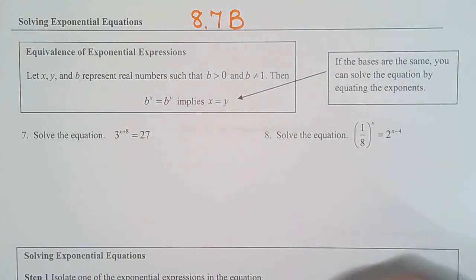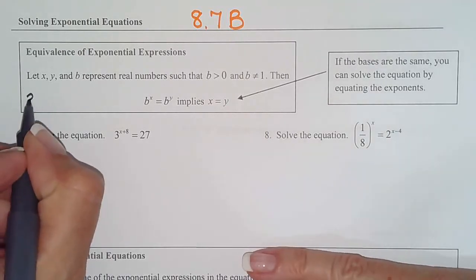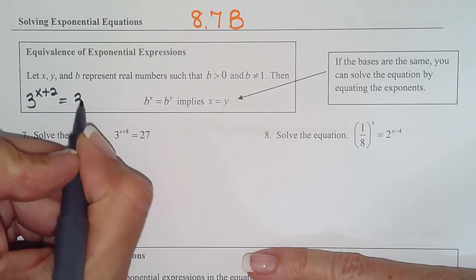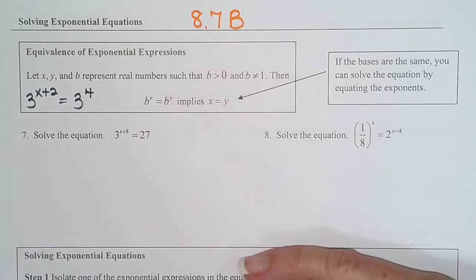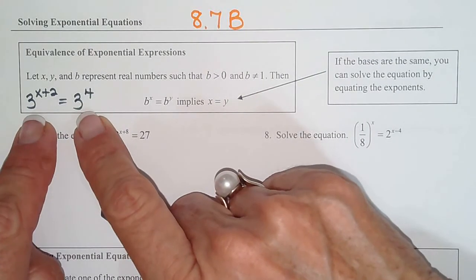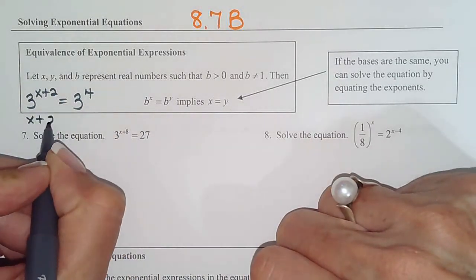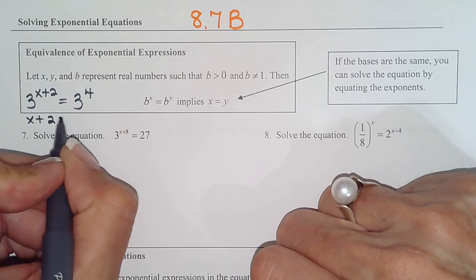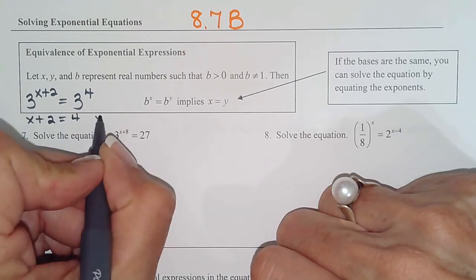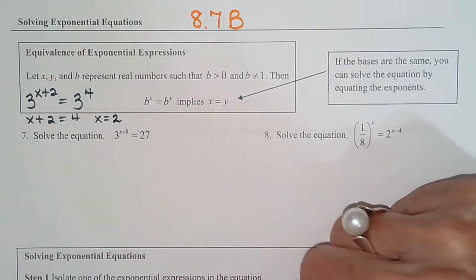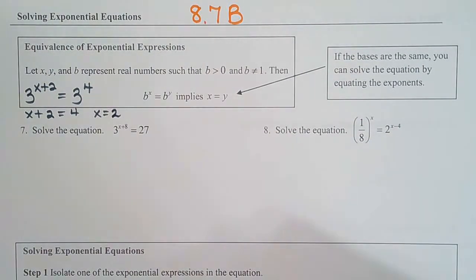As an example, you could show 3 to the x plus 2 equals 3 to the fourth, for instance. If the bases are the same, yes they are, I can solve this equation by equating the exponents. X plus 2 equals 4. Subtract 2 from both sides. X is 2. So that's what the one-to-one exponent property is, or the equivalence of exponents. If the bases can be made the same, then you can do this.